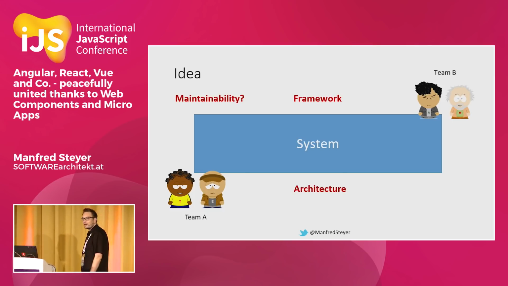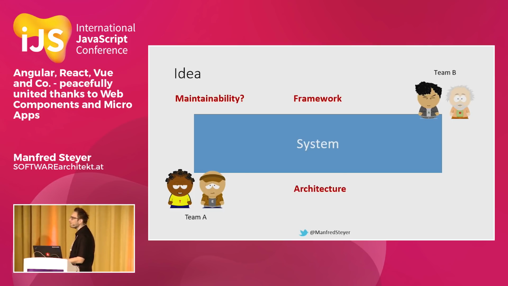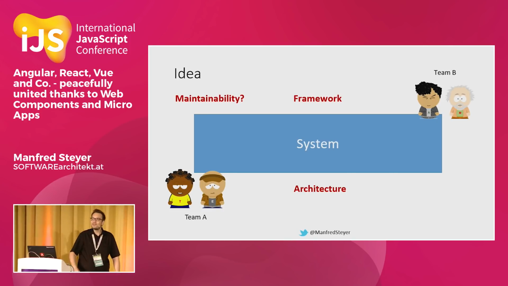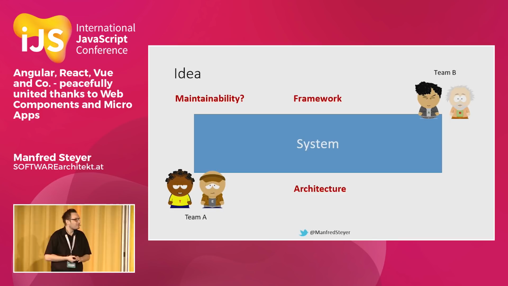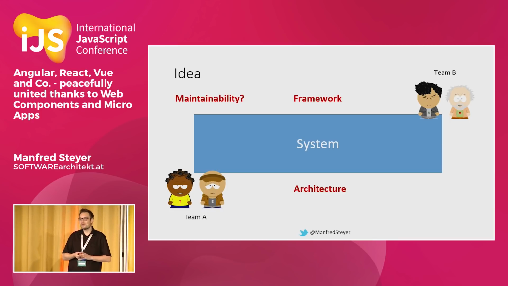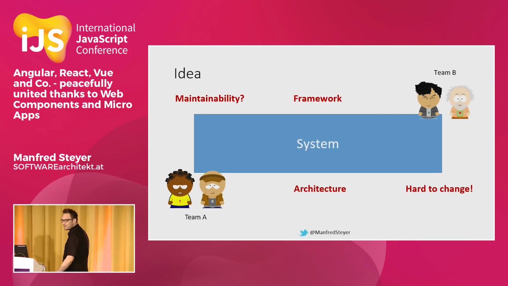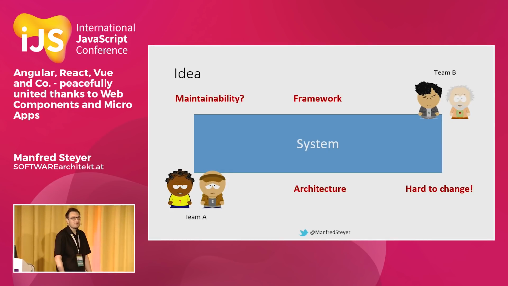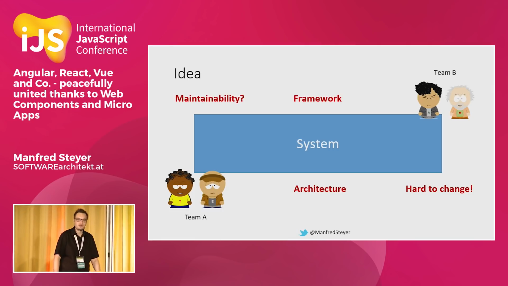Another issue is the architecture, because one big system means you can only have one architecture. You have this one-size-fits-all solution, which is also an issue because perhaps some use cases demand another architecture. And at the end of the day, such a big system is hard to change. It is really hard to change. You cannot just change the architecture or the technologies.